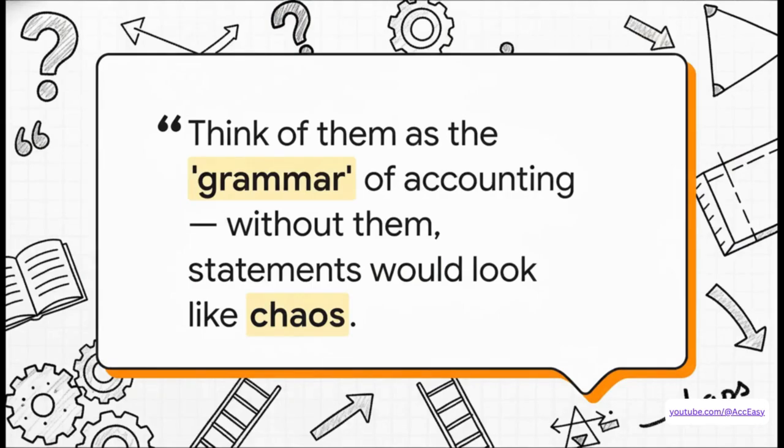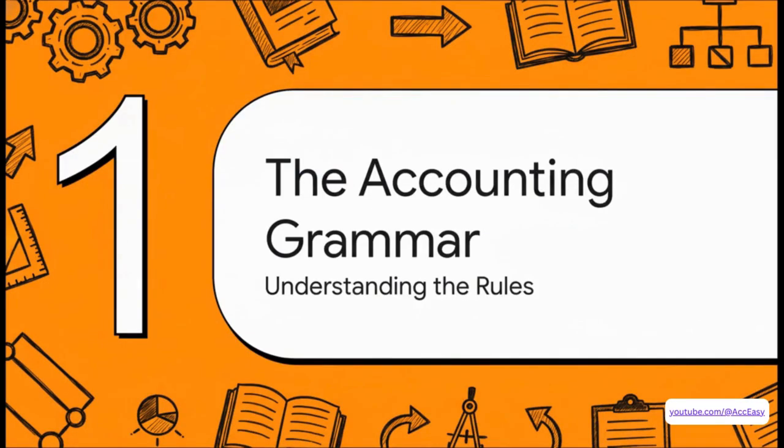And that really gets us to the heart of it. These rules are basically the grammar of business. They're the structure, the shared understanding that stops everything from descending into that chaos. Without this grammar, it's all just financial gibberish. So what exactly is this grammar?